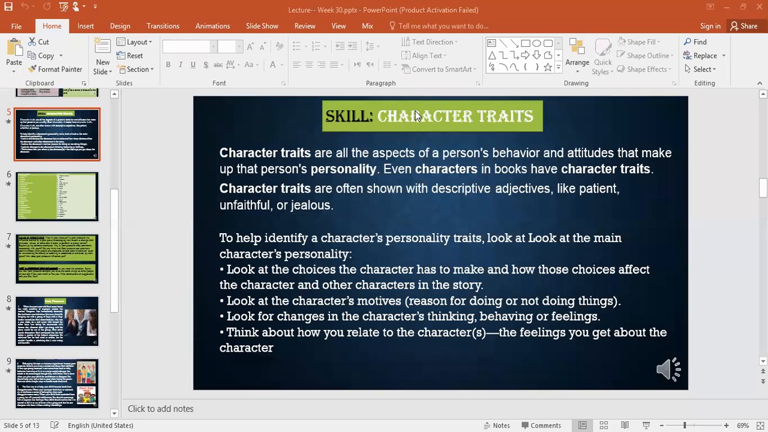So you have to relate, to connect the character's feelings to the character in order to come out with the correct traits. Okay, so in general, character traits are adjectives that describe a character, but these traits are inner traits and you cannot see them on the character's outer appearance. Instead, you notice them through his attitudes and through his behavior.